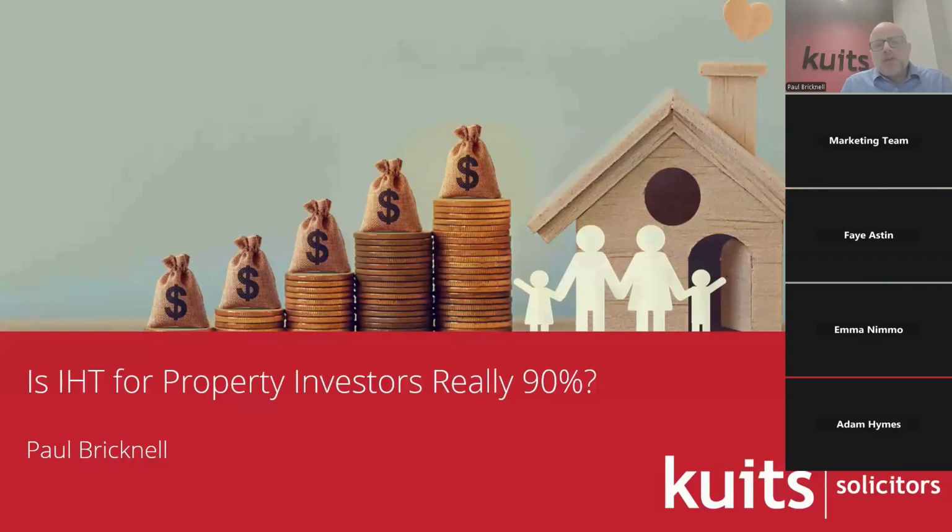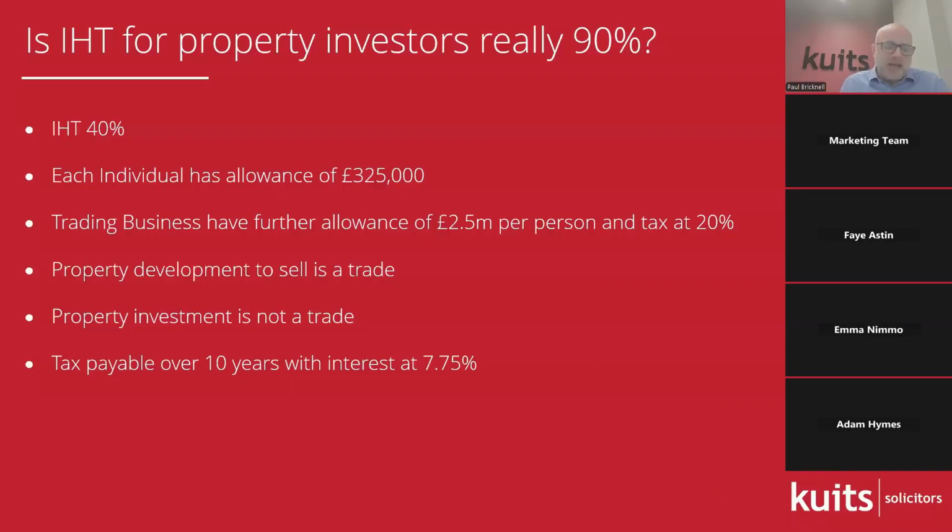There's been much in the news recently about the inheritance tax for farmers, of course, and all the controversy about that being brought in. But in the meantime, I think the tax on property investors has been forgotten because they're in a far worse position than the farmers and the family business owners, and that's what I also want to talk about today. So my headline is that the tax is 90%, and I just want to explain why that might be. So our starting point is inheritance tax is actually 40%.